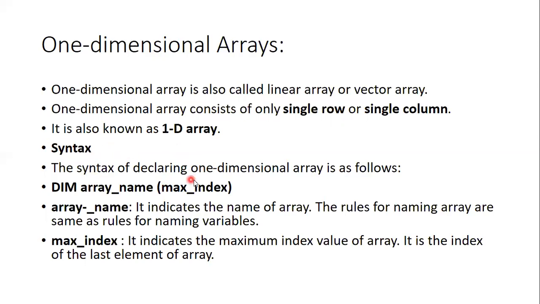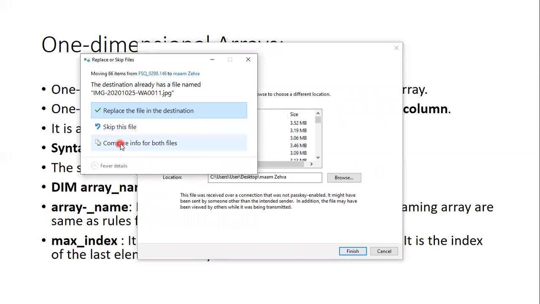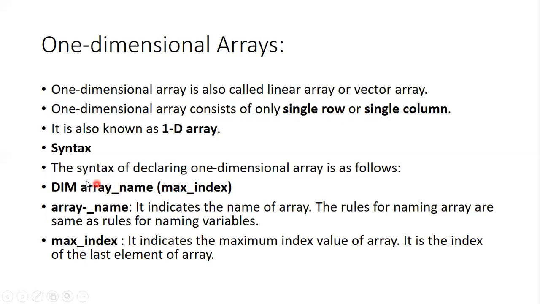Syntax. The syntax of declaring a one dimensional array is as follows. So how we can declare an array which is one dimensional, having only one row or one column. The syntax of declaring that particular array is written over here in the third last bulleted point. Dim keyword along with array name और parenthesis के अंदर हम उसका maximum index लिखते हैं. जैसे हमने कल simple arrays पढ़ी थी, the syntax of declaring a simple array is the same as the syntax of declaring a one dimensional array. So a simple array is basically a one dimensional array. Either it would have a single row or it would have a single column.